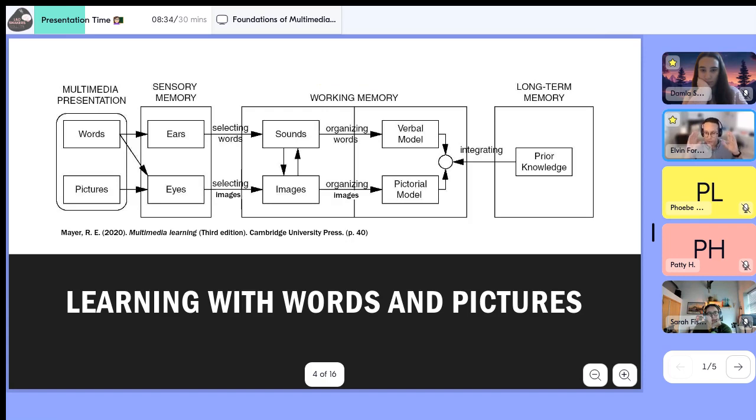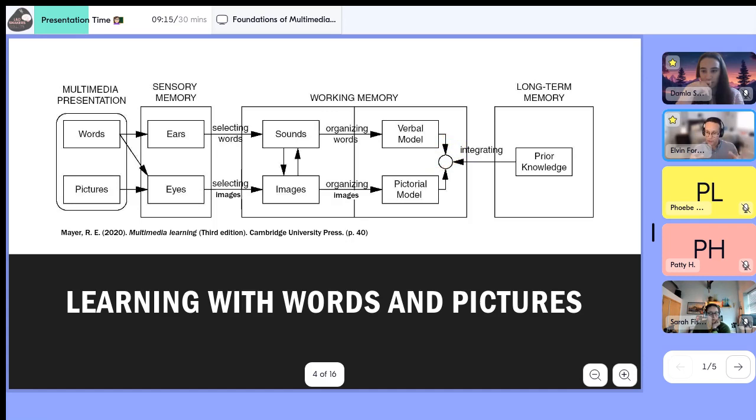So it moves from your sensory memory into your working memory. Think of your working memory as like a workshop table, right? This is where your brain starts making connections. You organize those sounds and images into models. Your brain makes a verbal model, which has your words, your narration, and it forms a pictorial model, which has all the visual elements spatially correlated. And then here, you integrate the verbal and the pictorial information together.